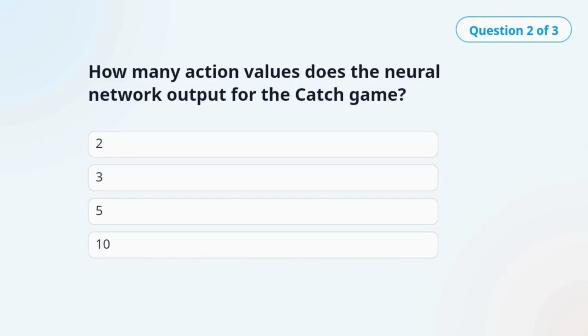Question 2. How many action values does the neural network output for the catch game? The correct answer is 3. The actions are left, stay, and right, so the model outputs 3 queue values.